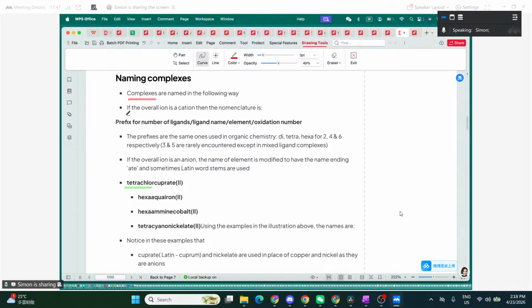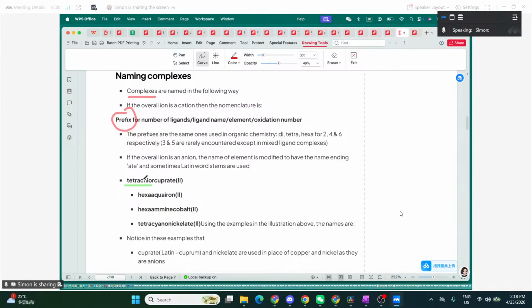The first thing is that we have the prefix. There's the prefix for the number of ligands, or the element, or the oxidation number. Can you tell me the chemical formula for this one?